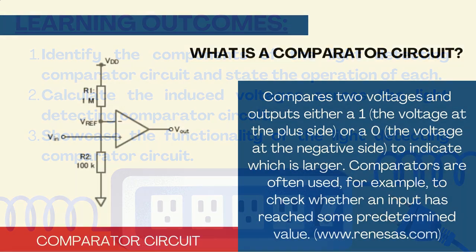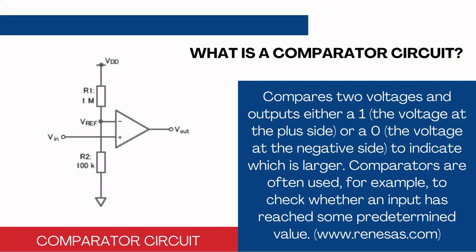Before anything else, what is a comparator circuit? According to Renesas, a comparator circuit compares two voltages and outputs either a 1, the voltage at the plus side, or a 0, the voltage at the negative side, to indicate which is larger. Comparators are often used, for example, to check whether an input has reached some predetermined value.